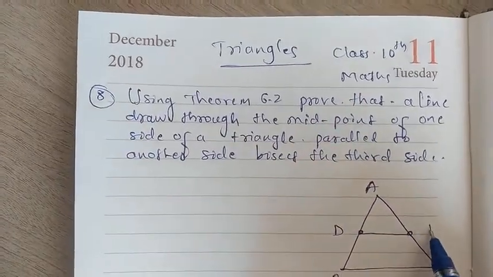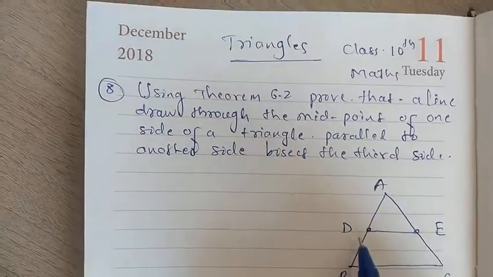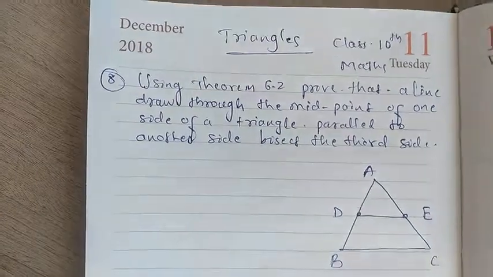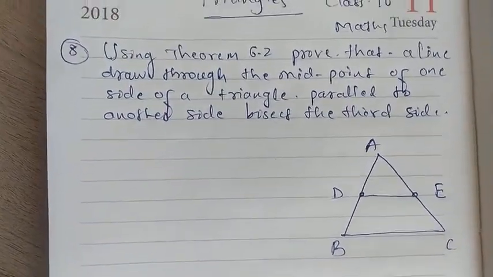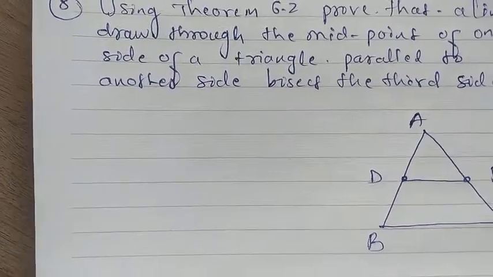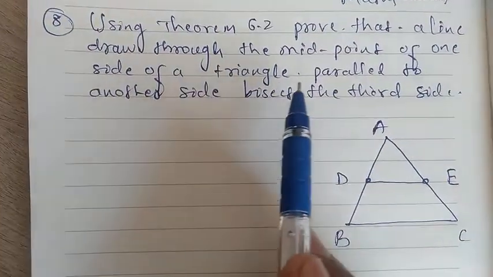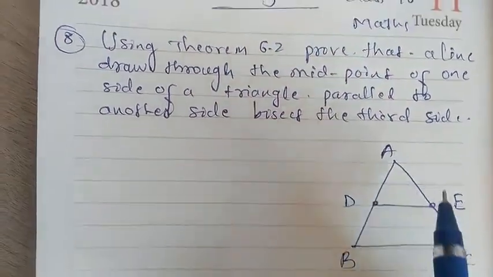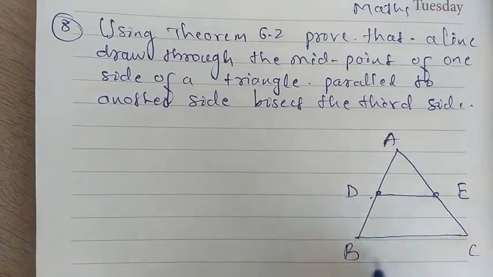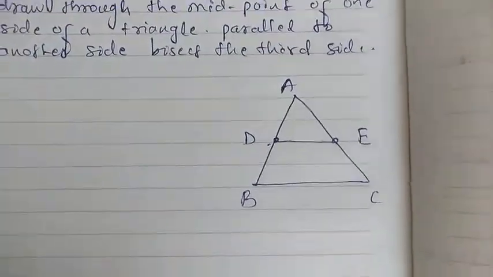Here D and E are the midpoints. D is the midpoint of AB and E is the midpoint of AC. What do you have to prove here? Prove that the line drawn through the midpoints of one side of the triangle is parallel to the other side. You have to prove that this line is parallel to BC.